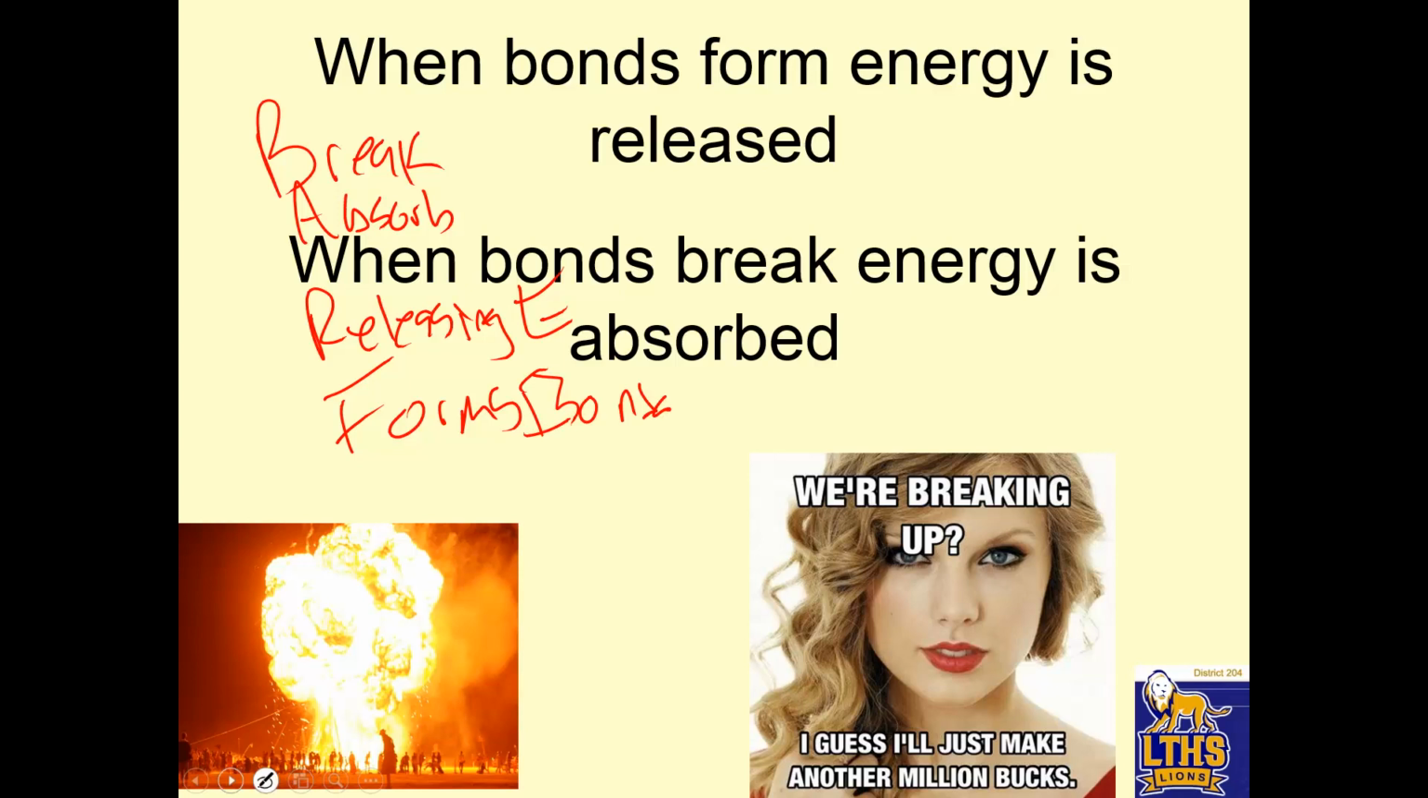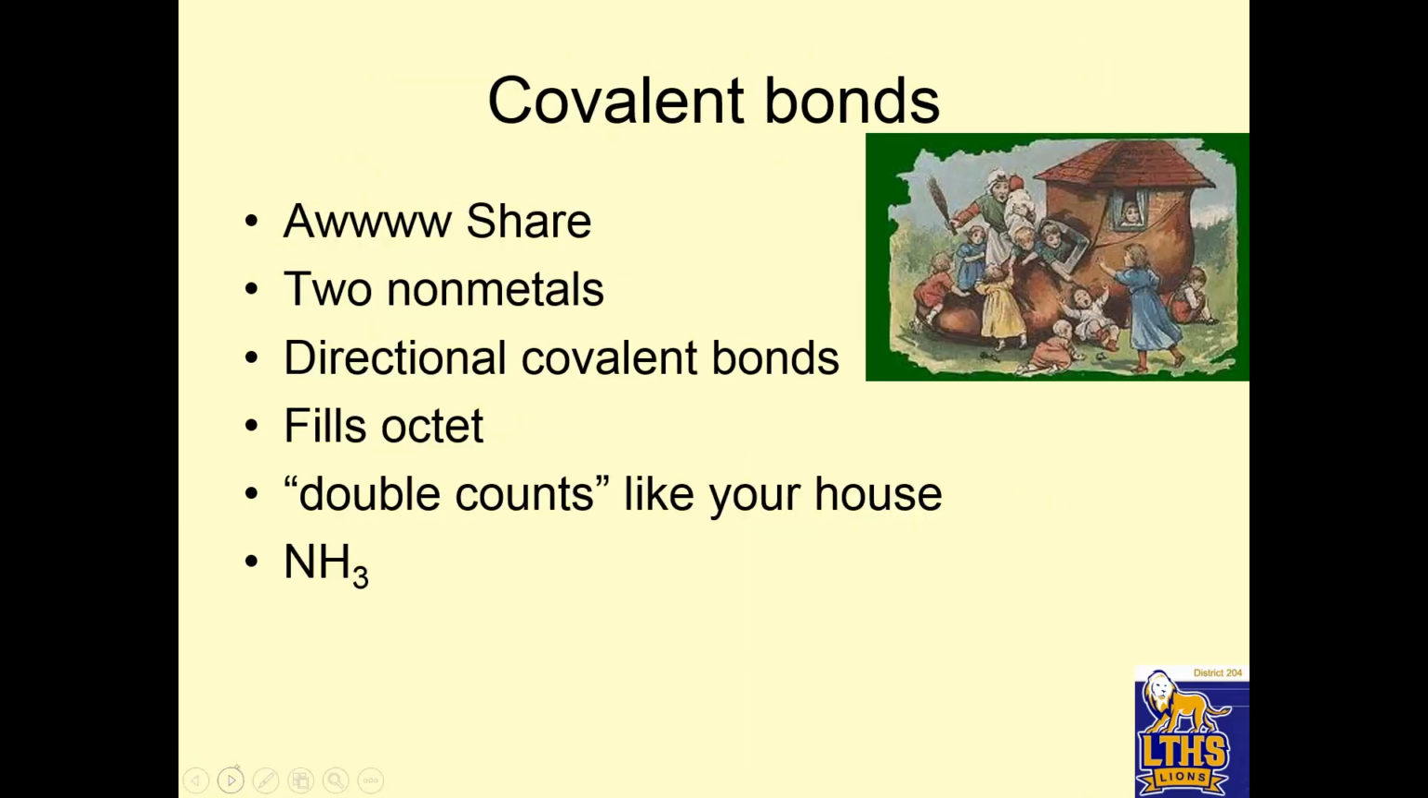All right, so let's hop to the next one. Covalent bonds. Covalent means share. The prefix co means share. Like a communist, or if you live in a commune, you take out the garbage, I'll mow the lawn. So covalent bonds share between two nonmetals. They are directional covalent bonds, and we'll talk about some non-directional covalent bonds later.